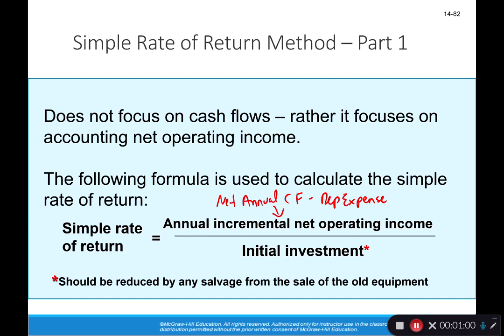The initial investment is reduced by any salvage value from the sale of old equipment. In other words, if I make an investment of $100,000 for new equipment, but I'll get 10 grand back when I sell the old equipment, then the amount of the initial investment is the net amount, which we'd put in for cash flow zero, of negative $90,000. In this case, you don't put in the negative, you just put in the $90,000.